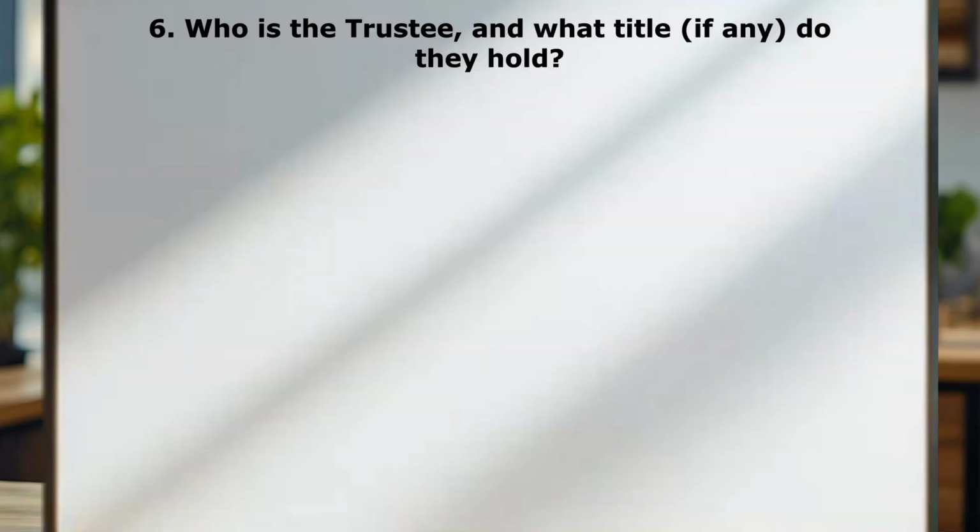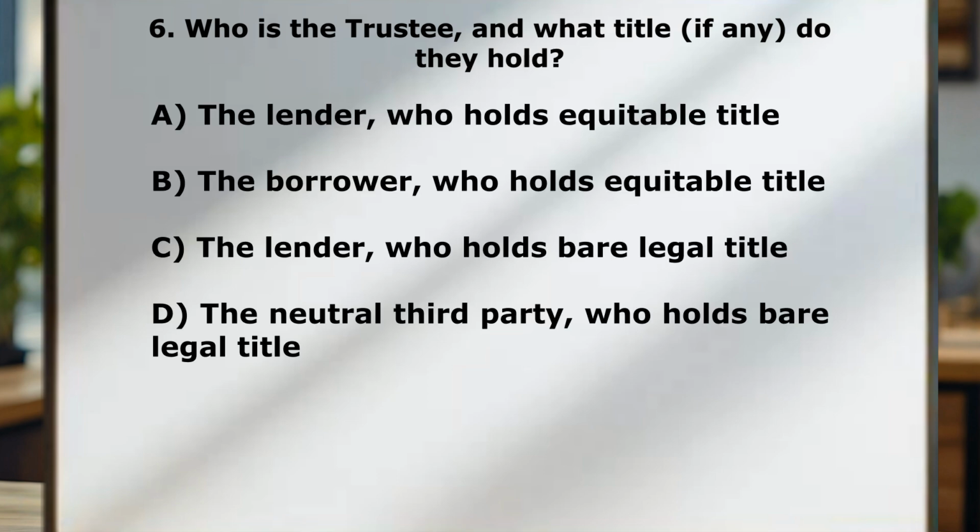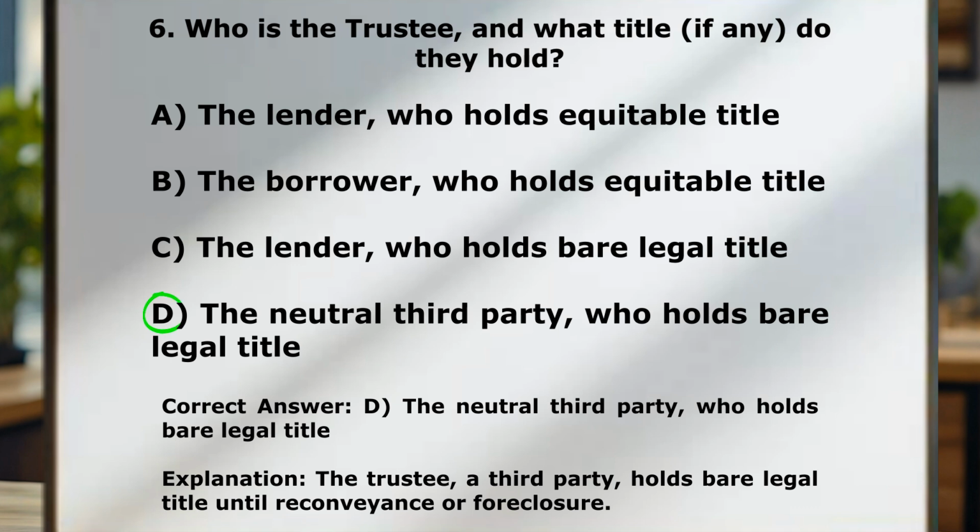Question number 6, who is the trustee and what title, if any, do they hold? A, the lender who holds equitable title. B, the borrower who holds equitable title. C, the lender who holds bare legal title. D, the neutral third party who holds bare legal title. Correct answer here is D, the neutral third party who holds bare legal title. As I mentioned before, it's really important to know what each of these words even mean. If you understand what a trustee is and what title is, this will be an easy question for you to answer.